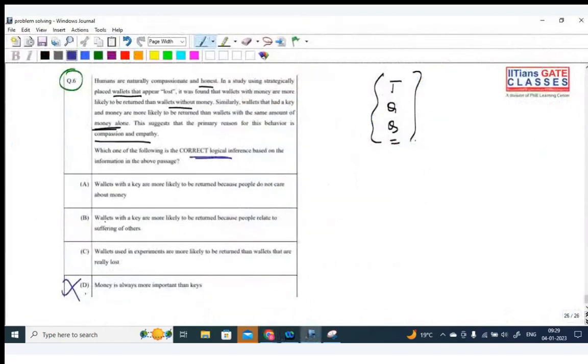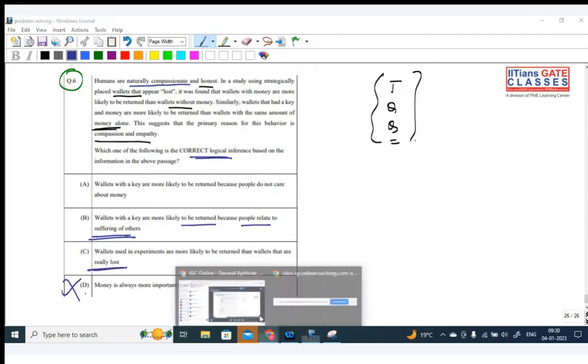Wallets with a key are more likely to be returned because people relate to the suffering of the other. Humans are naturally compassionate and honest, right? Wallets in the experiment are more likely than the wallets that are really lost. So option C is also not correct, right? Option C is not correct.